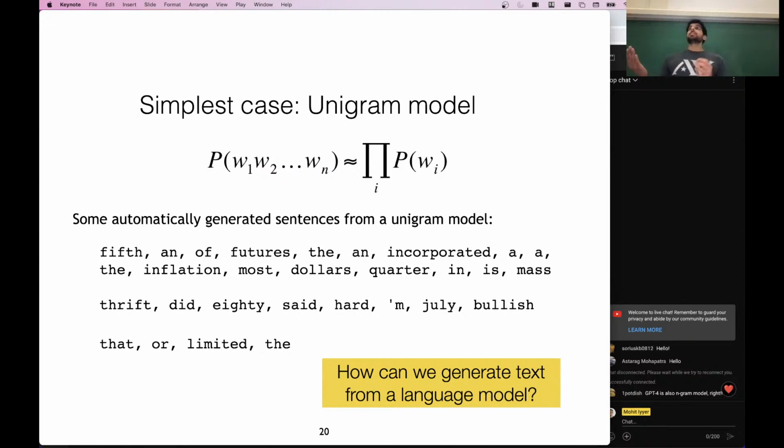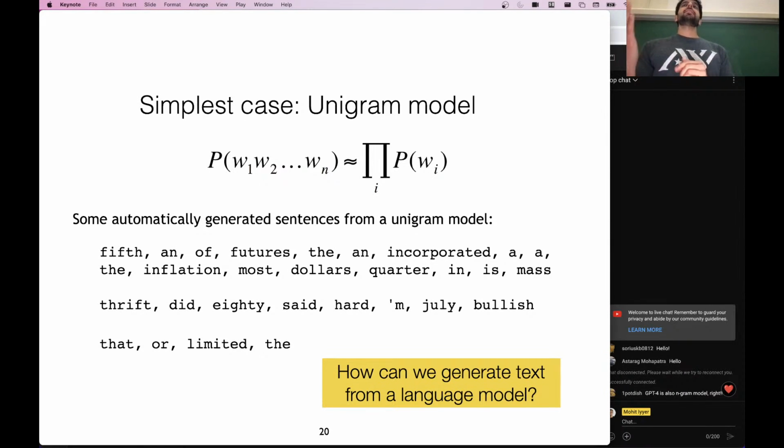So you can look at this by actually trying to generate sentences from a unigram model. So this is a piece of text generated from a unigram model. You see that it makes no sense. The words are not coherent. They're not linked by any sort of grammar or anything like that.